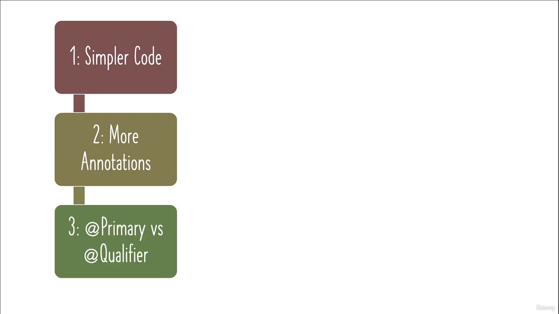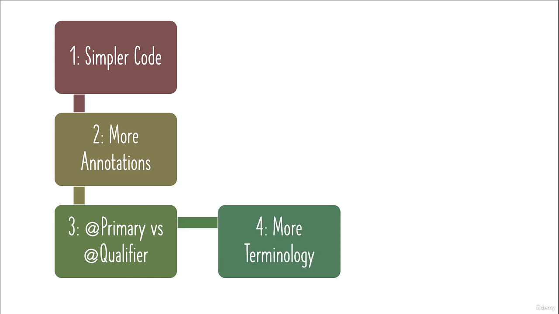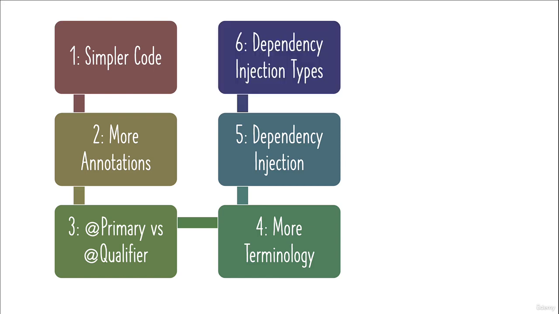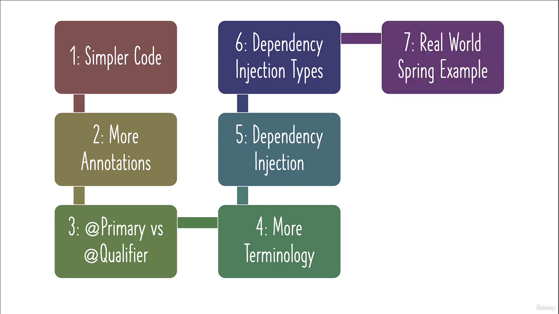We will look at @Primary and @Qualifier in depth, and we'll also bring in a number of annotations like @Component and several variations of @Component. We'll also look at a lot more terminology related to Spring framework. We'll understand dependency injection, and we'll understand the different types of dependency injections which are supported by Spring framework. And at the end of the section, we'll also look at a real-world example with Spring.